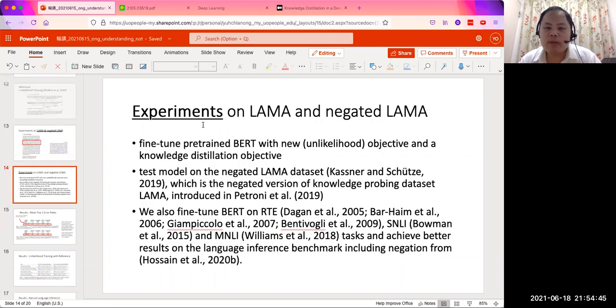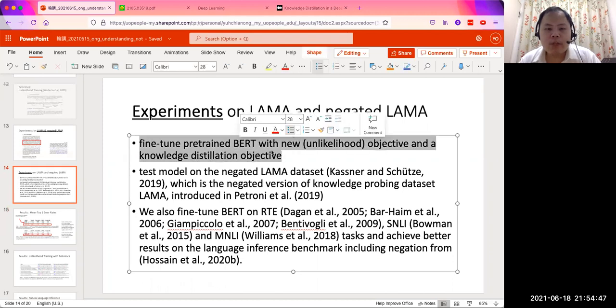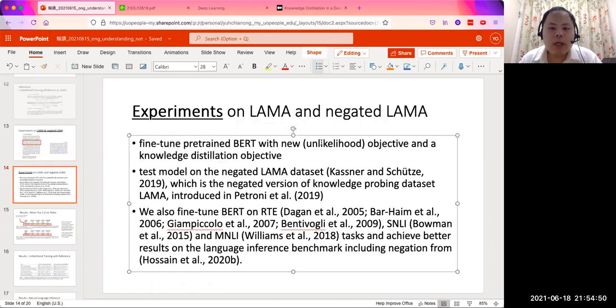Now, the experiments that were carried out, first, they fine-tuned the pre-trained BERT with a new unlikelihood objective and a knowledge distillation objective, which I have introduced before. Next, they will test the model on the negated LAMA set, which is a negated version of the knowledge probing dataset LAMA introduced in this 2019 paper. They also fine-tuned BERT on another task, okay, which is a language inference task. We will look at that in detail later, but let's look at the negated LAMA dataset experiment results first.